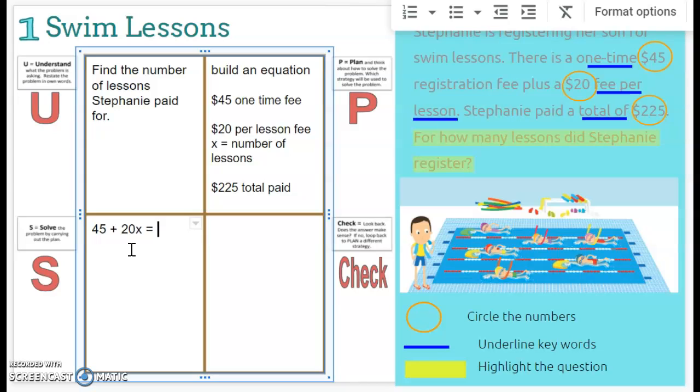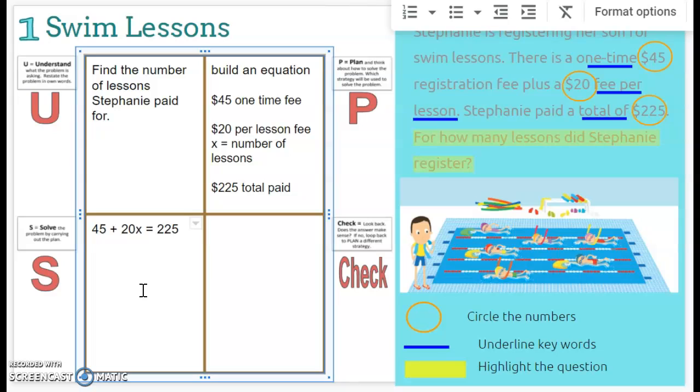All of that together is going to equal the total of $225. That's how I know how to do this. Because I have that one-time fee, which means it's not going to happen again. It's just one time, so it's all by itself. The $20 per lesson fee is going to be multiplied by how many lessons, and I just don't know.